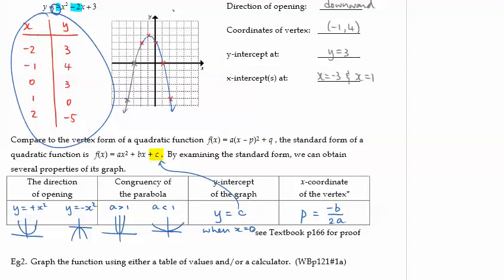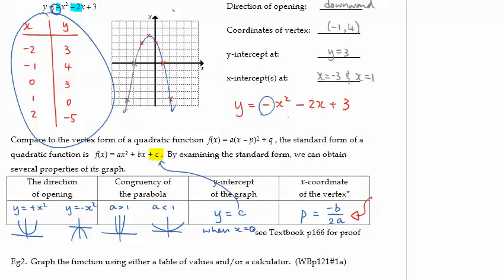there is a quick way to identify the x-coordinate of the vertex. Negative b divided by 2a. What is b and what is a? They are the numbers in front of the x squared and the x. So going back to the equation in example 1, with negative x squared minus 2x plus 3.